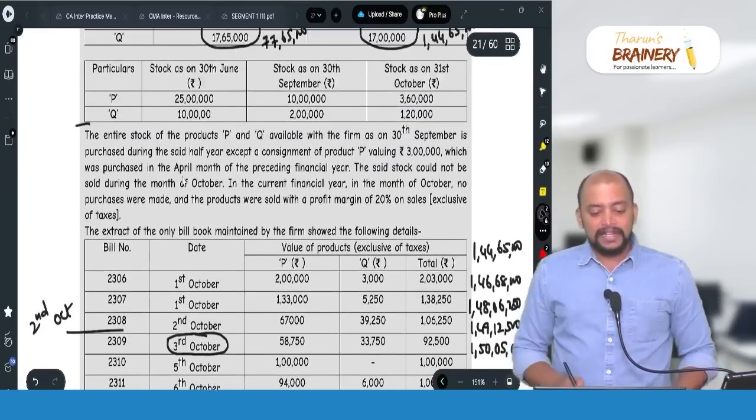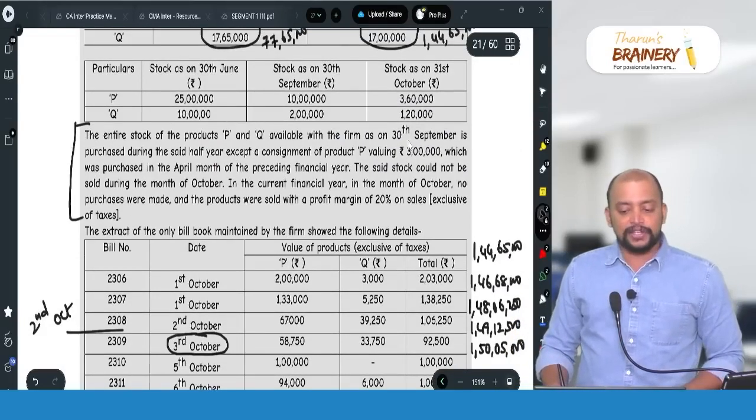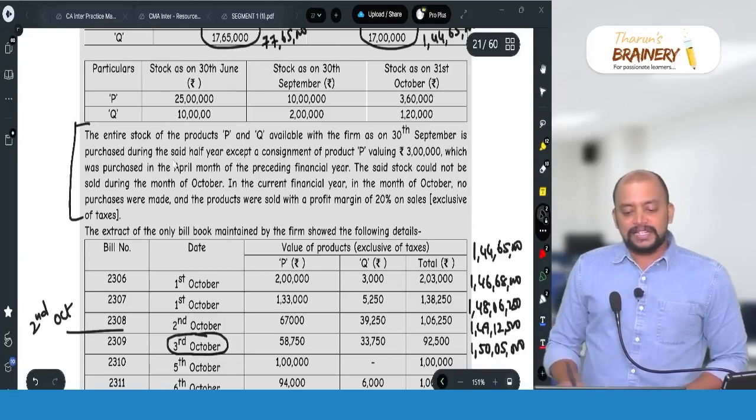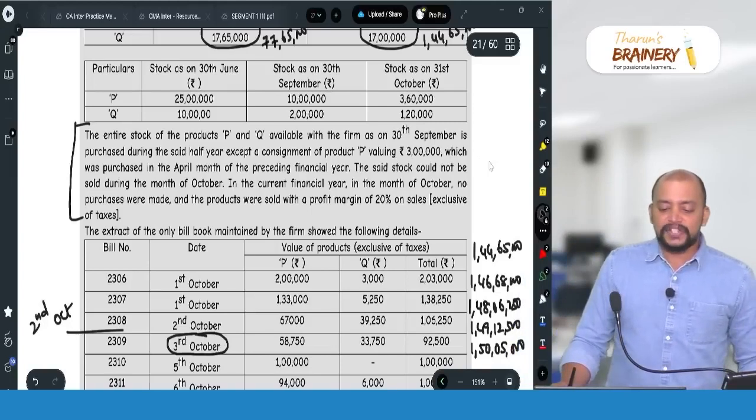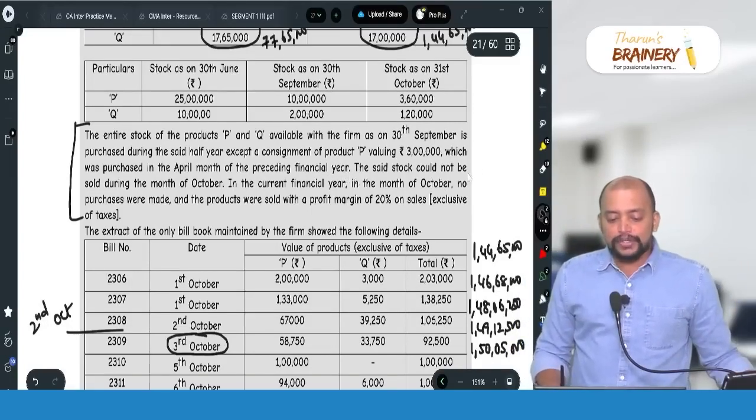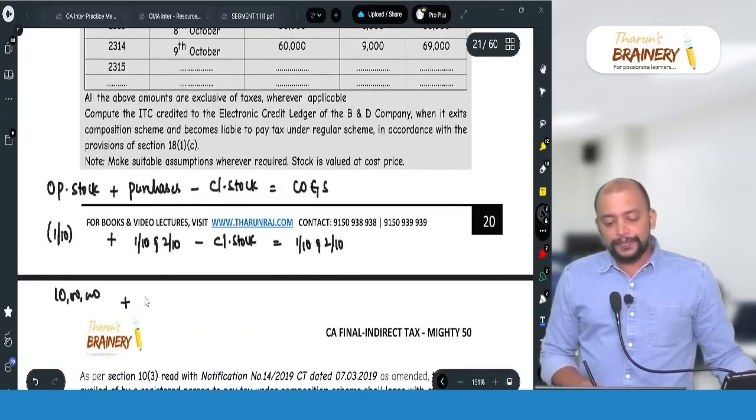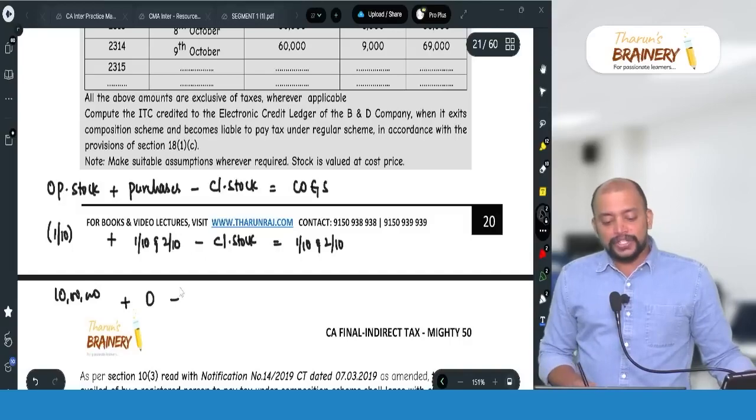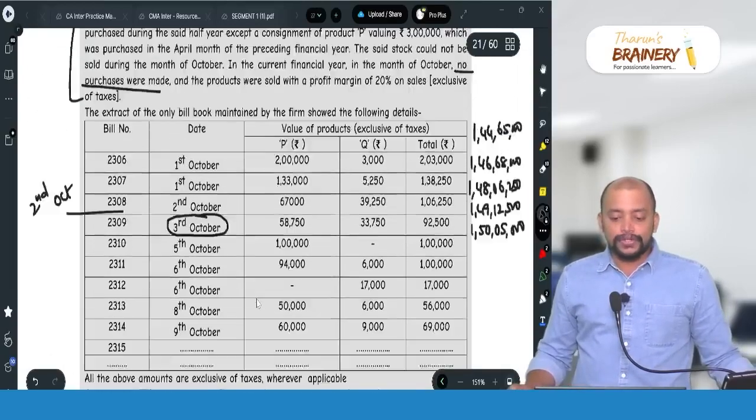See this paragraph. The entire stock of product P and Q available with the firm as on 30th September is purchased during the said half year, except a consignment of product P valuing 3 lakhs which was purchased in the April month of the preceding year. The said stock could not be sold during the month of October. In the current financial year, in the month of October, no purchases were made, which means this is zero. Minus closing stock. We need that closing stock. Equals to cost of goods sold.